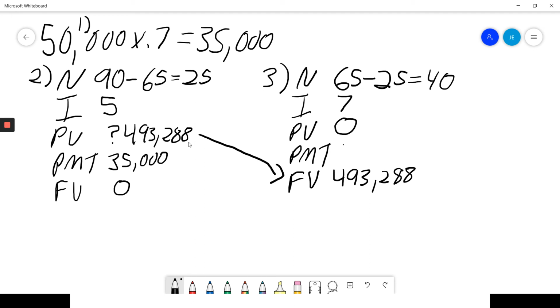And now we're solving for the payment. How much do they have to save up? Plug all of that into my calculator. Just over $200 a month.